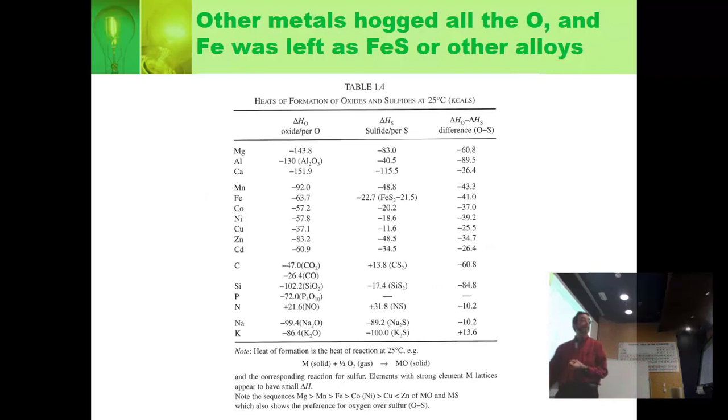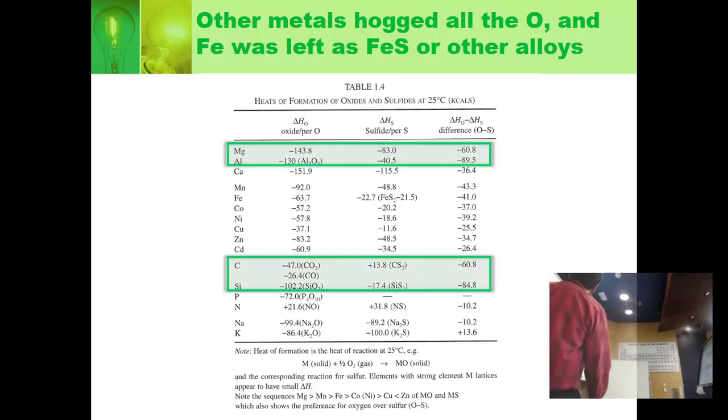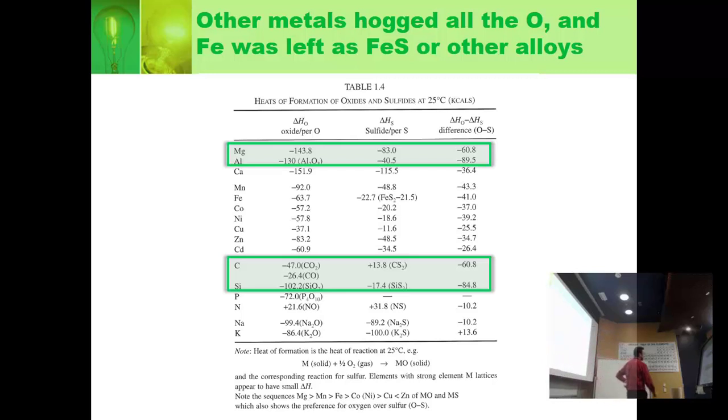This is a table that does the same kind of thing. Again, we're using enthalpies. This is heat of formation of the oxide and the sulfide. And he calls the hydroxide a version of the oxide, by the way, so don't get thrown by that. And he uses this to explain something that happens in chapter 3. In chapter 3, it says that oxygen bound up all of the carbon and silicon and aluminum, leaving the sulfur to be bound to the iron and the copper and things like that.